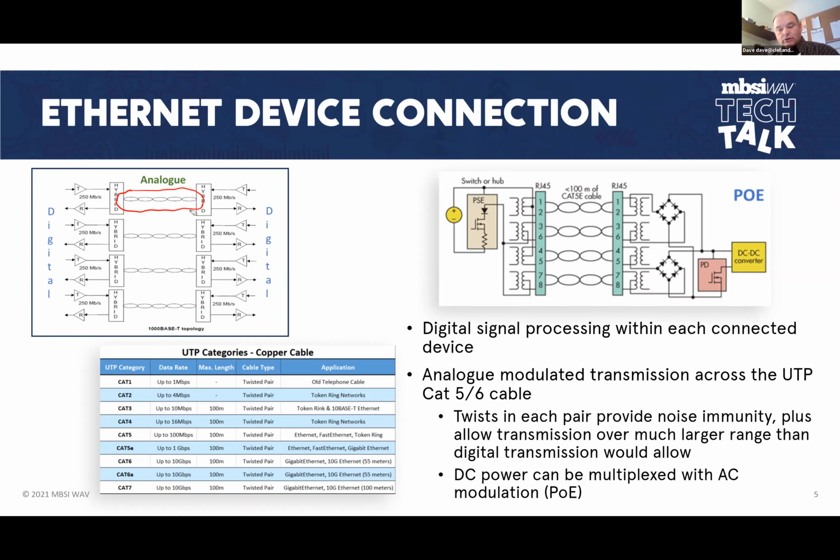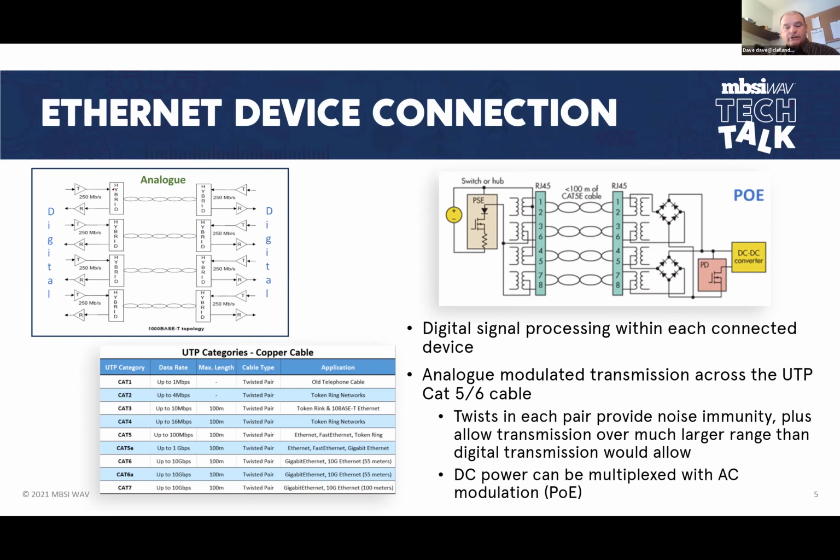So every time that we reach the twisted pair, we have gone from digital to analog. And this is a 1000BASE-T topology here in this little graphic. So the way that that gig E is brought together is that it's multiplexed 250 megabits per pair.